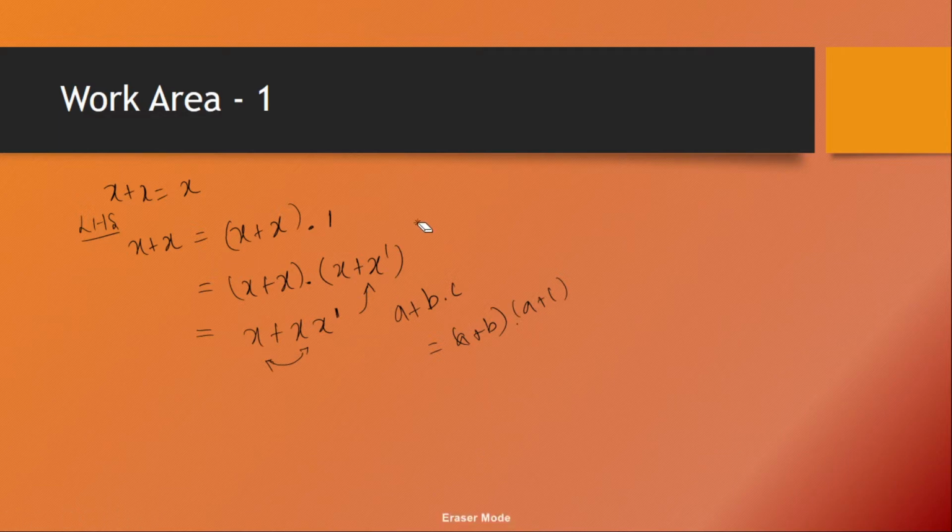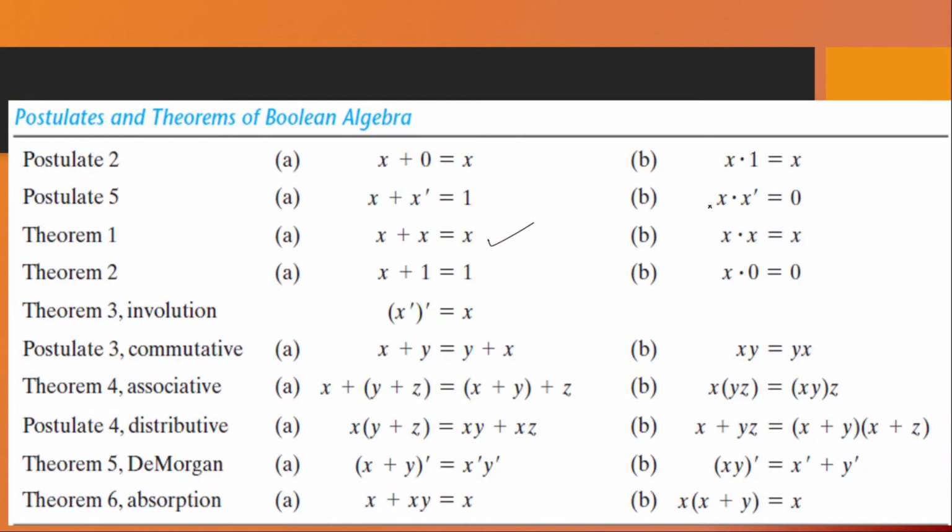Now moving further, let me erase this part. So x plus x x dash. Now we know that x into x complement will always be 0. So finally we have only x. So that is your right hand side. Hence it is proved.